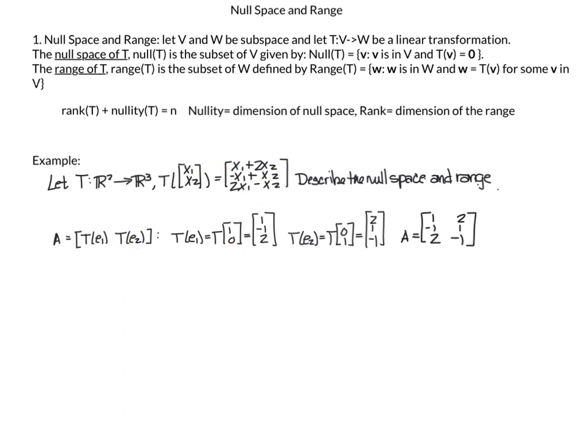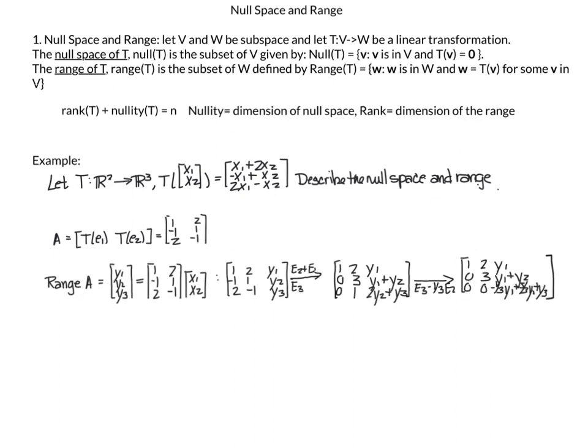T of (1, 0): x2 is 0, x1 is equal to 1, so we have (1, -1, 2). T of e2: x1 is 0, x2 is 1, that'll give us (2, 1, -1). So our matrix that represents this transformation T is [1, -1, 2; 2, 1, -1]. Since last example we focused on the null space, in this example we're going to focus on the range.